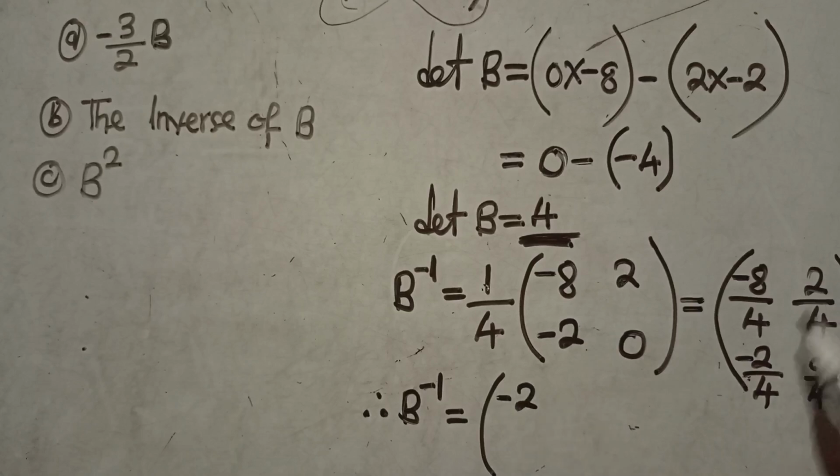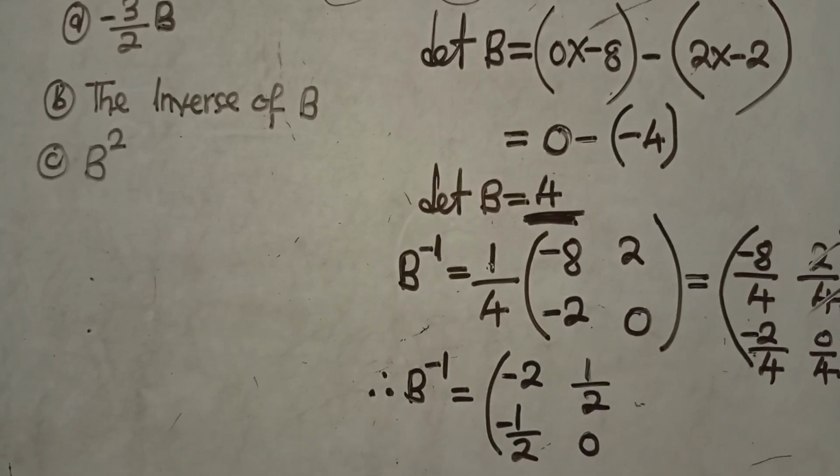2 into 2, it is 1. 2 into 4, it is 2. So it is 1 over 2. Here, same applies, negative 1 over 2. 0 divided by 4, that is a 0. So meaning that this is the inverse of that particular matrix. This is what you are supposed to do. So just like this, you are done. These are methods or procedures you need to put into consideration.